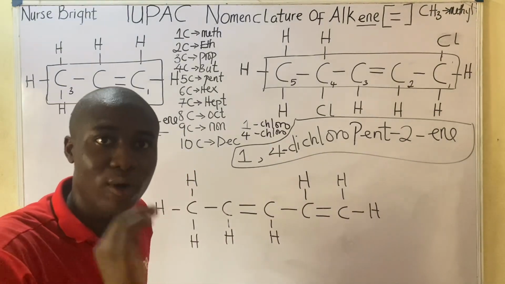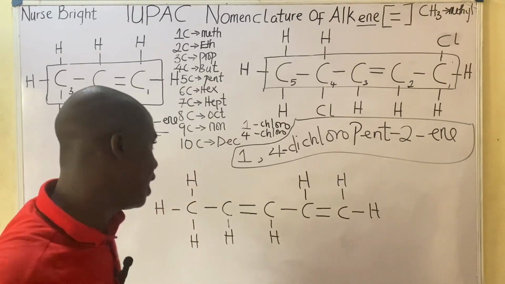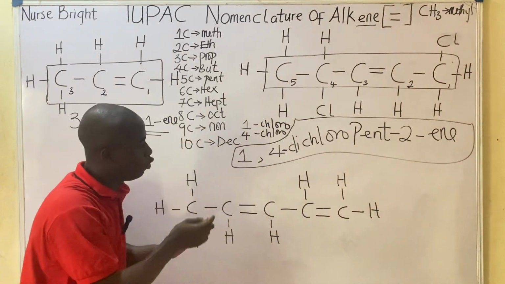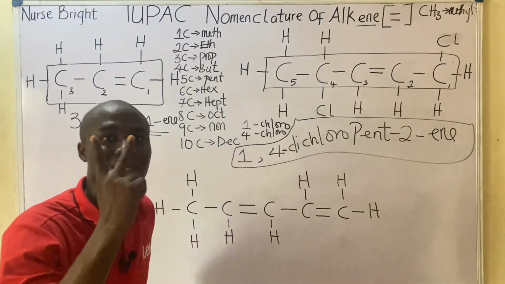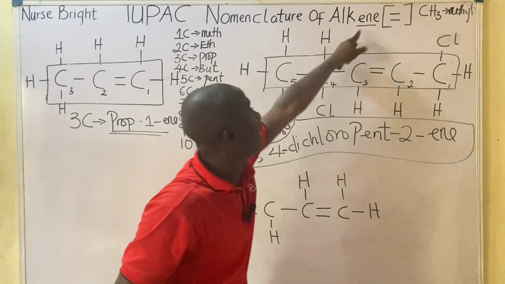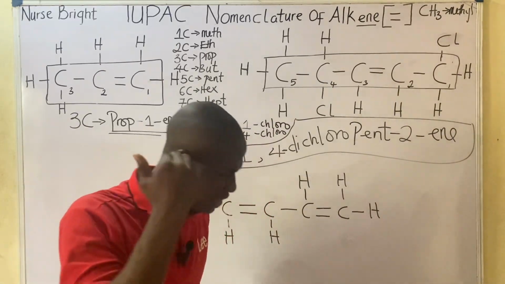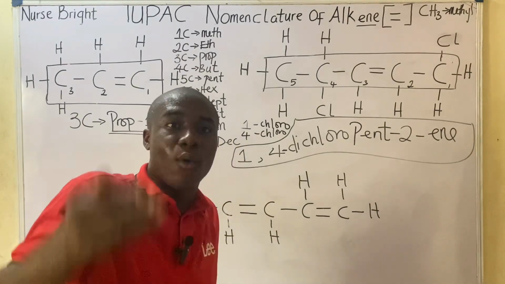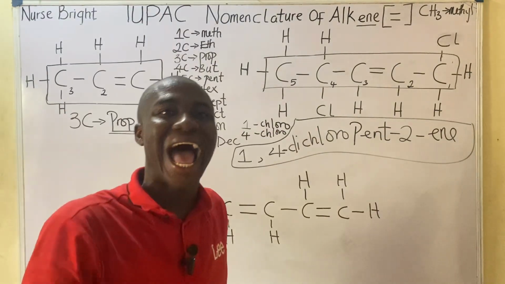It is easy. Follow it step by step. You'll be able to do it. Meanwhile, let's name this compound together. First of all, looking at this compound, it has two of these alkene functional groups. Do you understand? So definitely this compound is a special alkene called a diene.